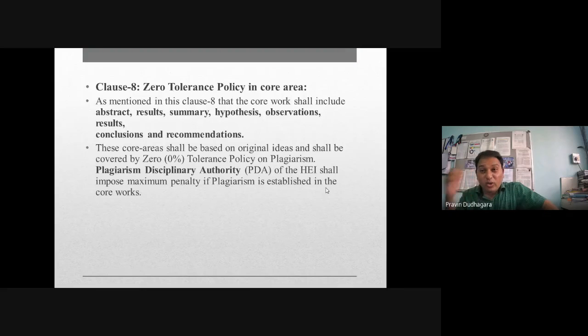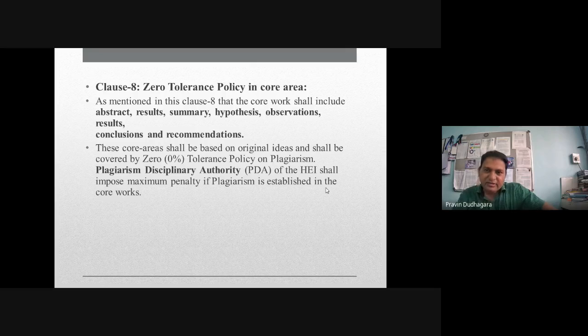While in the core area, they use a zero tolerance policy. Zero tolerance means that if a project report or thesis indicates 0% plagiarism, then it is considered very excellent. The zero tolerance policy is generally applied to the abstract, results, that means observations and the output of the project, summary, hypothesis, observation, conclusion, and recommendation. So the core area of your research and project shall be based on original ideas and shall be covered by the zero tolerance policy on plagiarism.